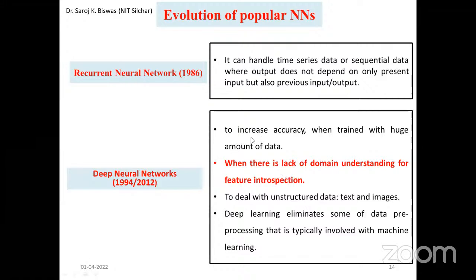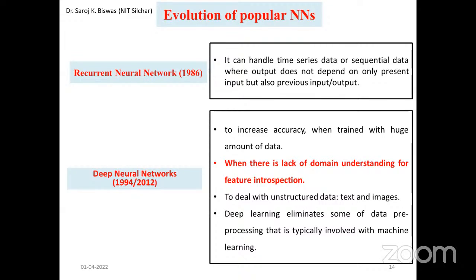I will read them out one by one. First, to increase accuracy when trained with a huge amount of data. Try to understand: if you don't have a huge amount of data, don't attempt a deep neural network. If the data set is very small, it can never outperform simple neural networks and conventional machine learning algorithms. It can increase accuracy when we have a big database. The second point is a lack of domain understanding for feature introspection. It means that if the feature space is not clear for a certain problem, deep neural networks are used to solve it.